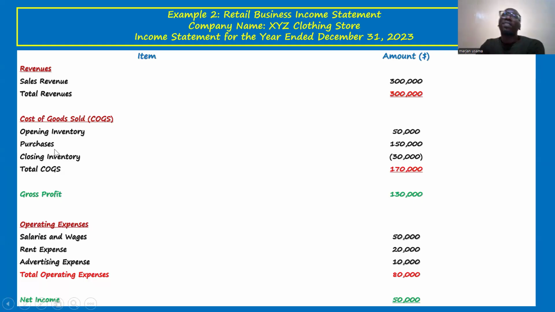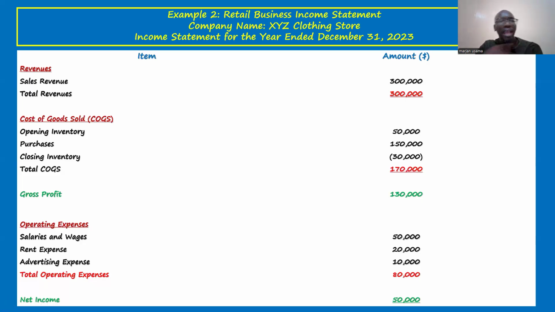Then the purchases, the things that we bought, were $150,000. Then the closing inventory. Now, at the end of the year, what did we close with? It is 30,000, but this means it's negative. So the closing is negative. So the total cost of goods sold will be what? That is 50 plus 150, which is 200, minus the closing inventory, which gives 170.